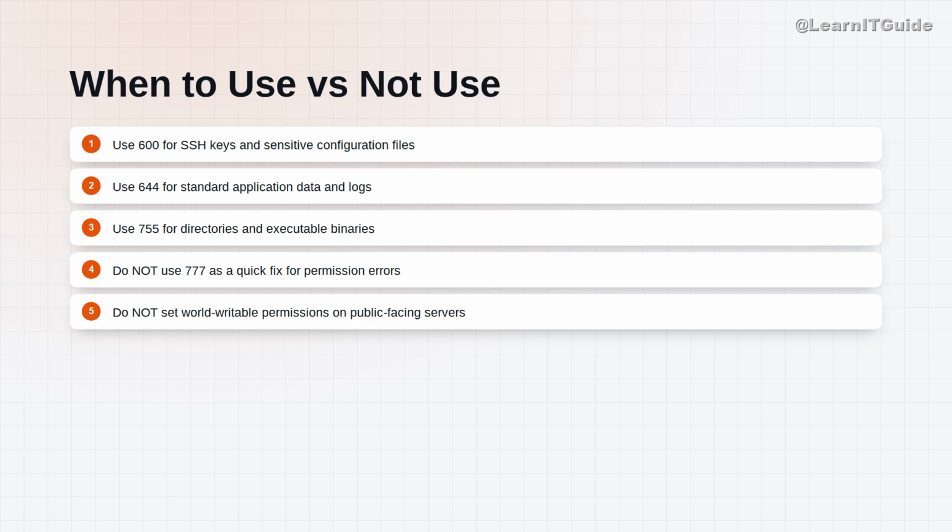To be precise, that covers use 600 for SSH keys and sensitive configuration files, use 644 for standard application data and logs, use 755 for directories and executable binaries, do not use 777 as a quick fix for permission errors, and do not set world writable permissions on public-facing servers.